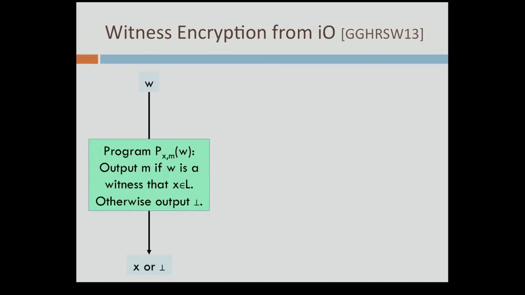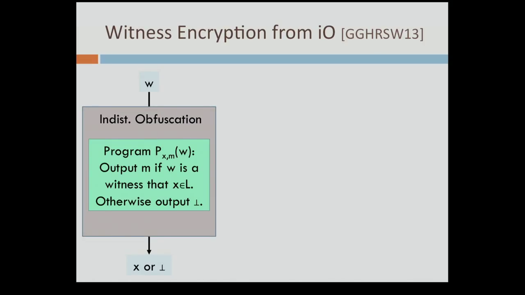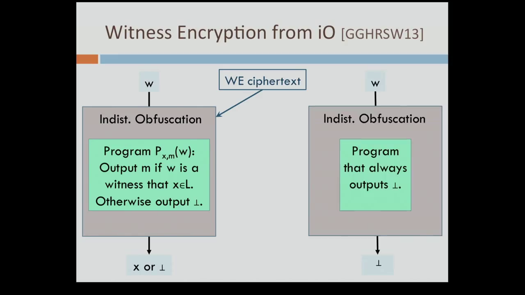So here's how we create it from IO. You start off with a program that does sort of what you would expect. It gets as input a purported witness, and it will output the message M if W is in fact a witness for the statement X. Otherwise, it'll output bot. So consider that program, and you put IO around it, of course. That's going to be your big ciphertext. So you just feed your witness into it, and out pops the message if it's valid.